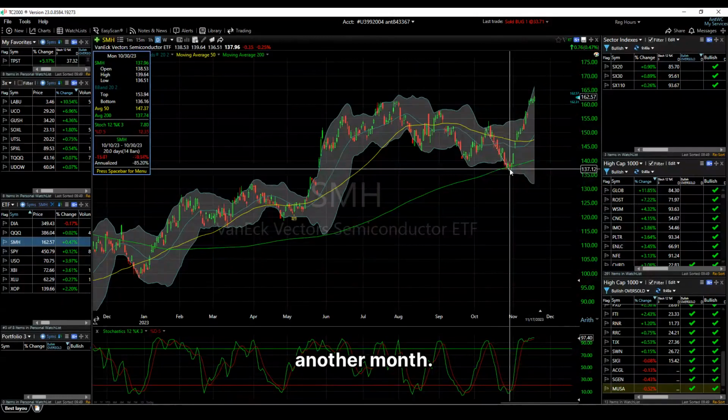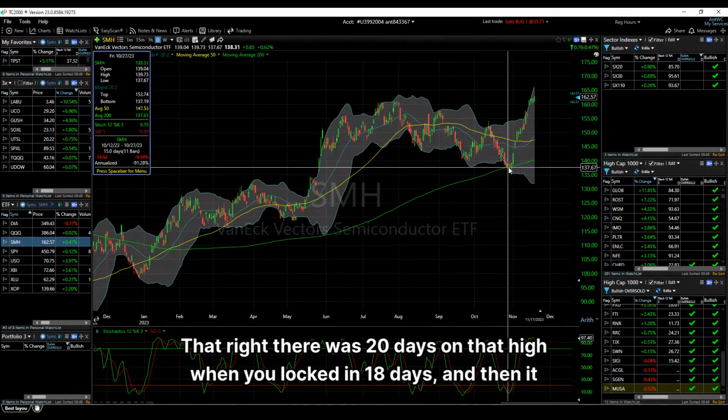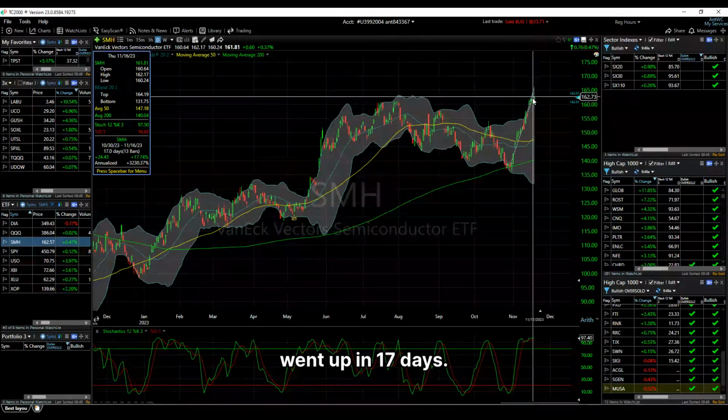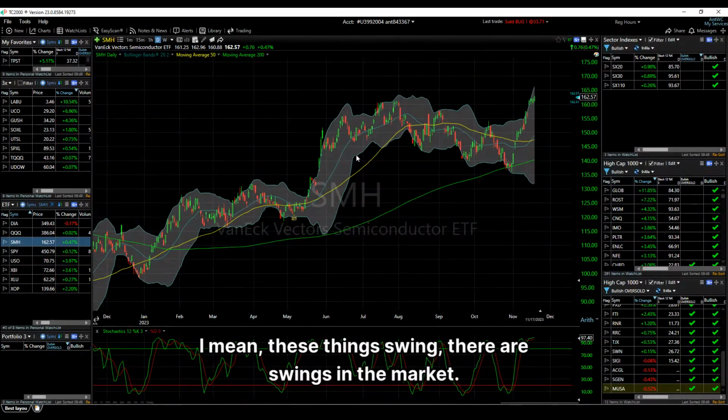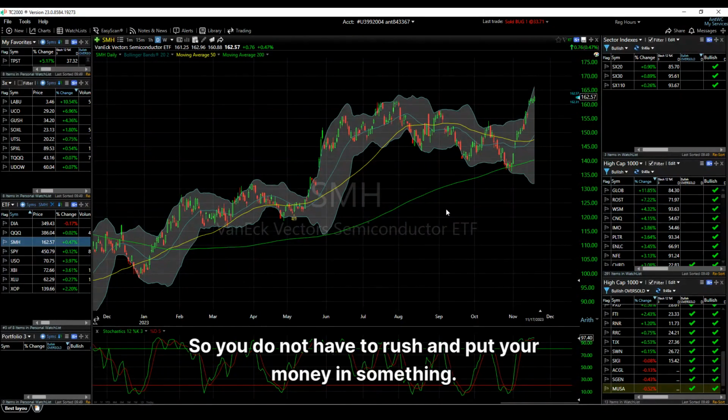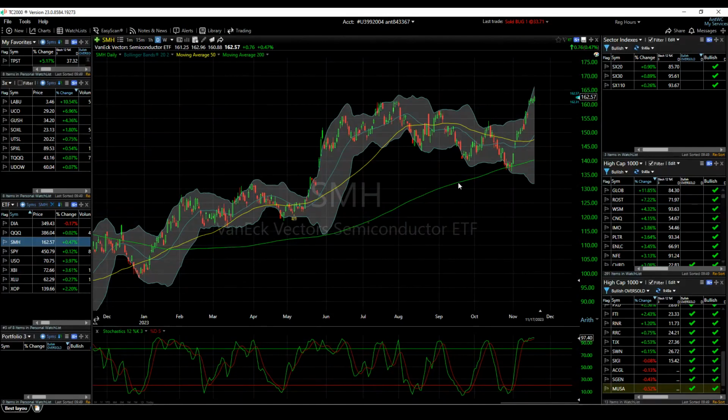Wait another month. That right there was 20 days. So that high when you locked in, 18 days, and then it went up in 17 days. So, I mean, these things swing. There are swings in the market. There's going to be swings in the market for the next 20, 30 plus years, as long as the market's around. So you do not have to rush and put your money in something that isn't worth it. You just don't have to do it.